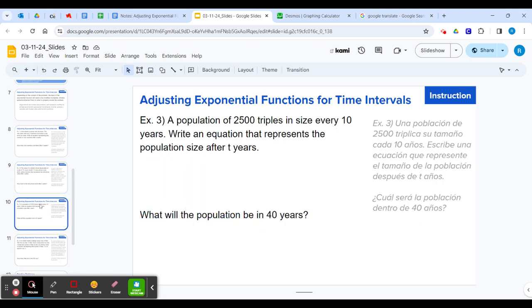All right, one more example type. We have a population that triples in size every 10 years. Write an equation that represents the population size after t years. So reading through this, it looks like I start at 2,500.